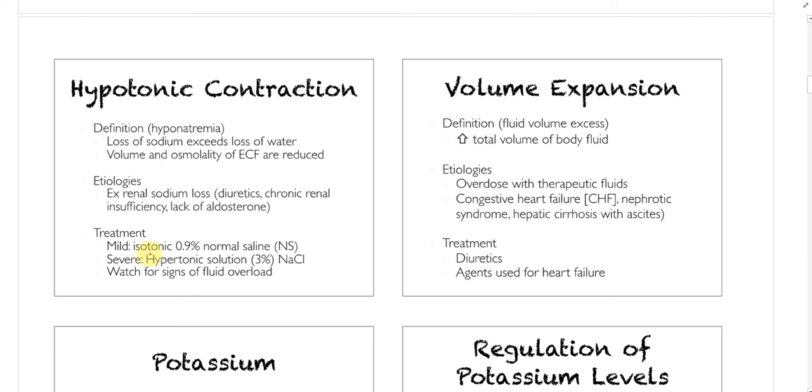So for treatment, if it's mild, we're just going to give them some normal saline and call it good. That'll offset what was there. If it's severe, we may want to give them a full-blown hypertonic solution. I'm not even sure what that would be called. 3% normal saline, I guess, or sodium chloride.